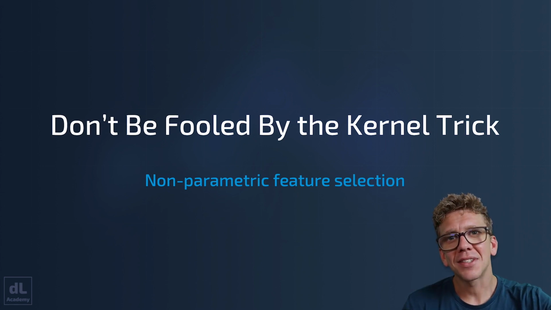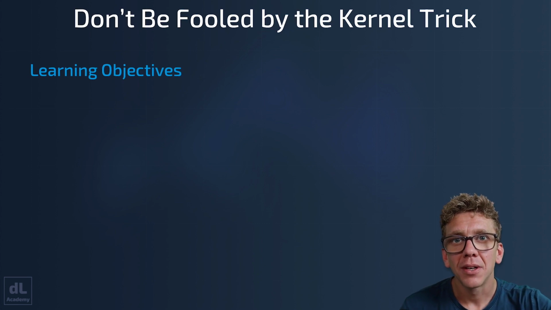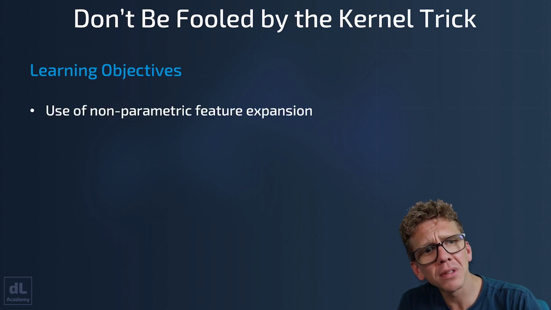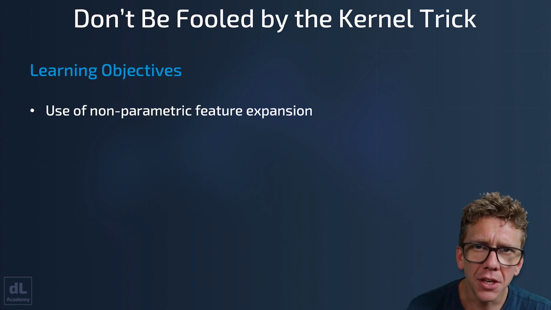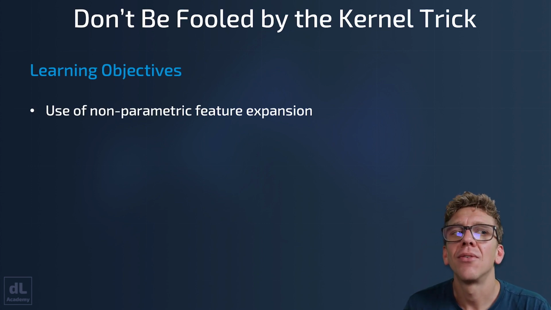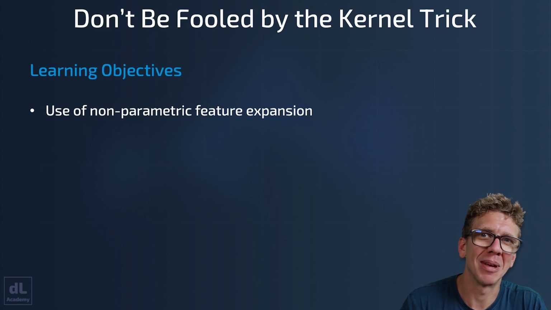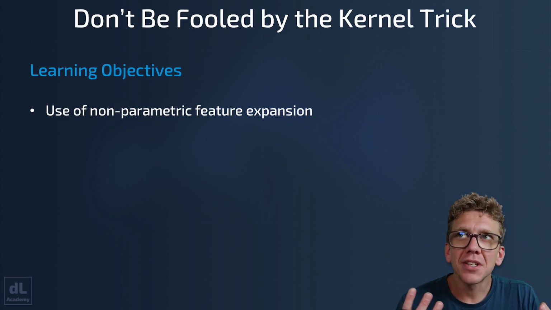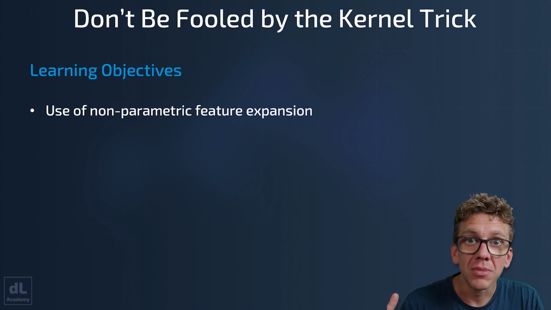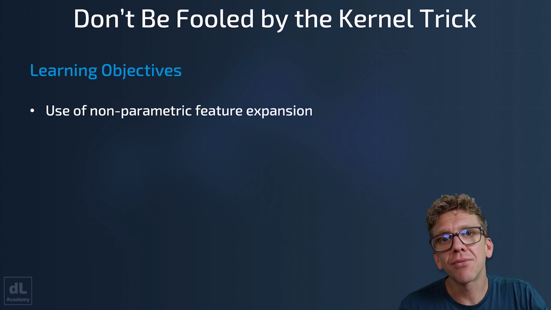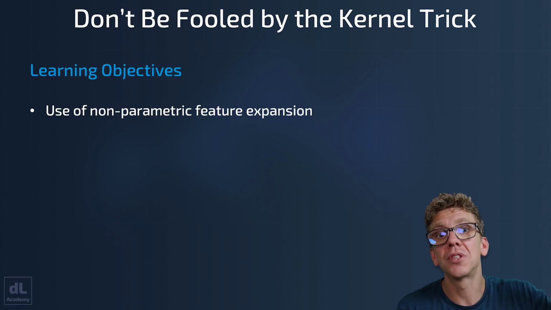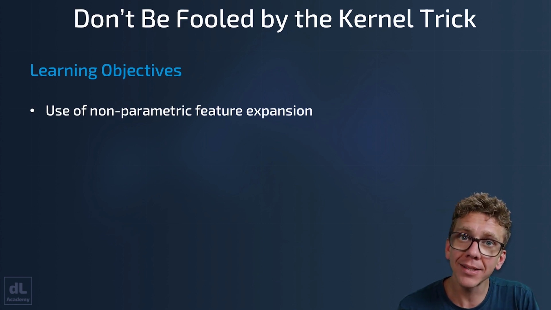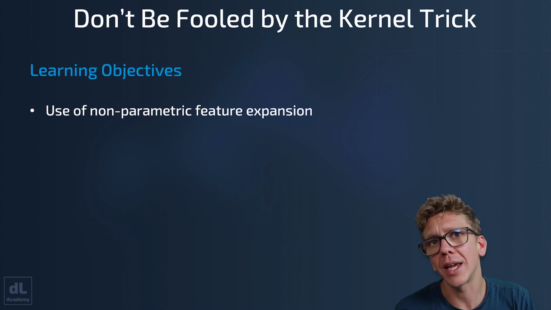So let's get started by having a look at some of the core objectives that we're going to run through in this section. First of all, we want to understand the use of non-parametric feature expansion. What do I mean by that? Let's start with features. Features are going to be the columns of our data set. They're the different variables which we want to use to predict some other target. Essentially they're our x's, and we want to predict a y.